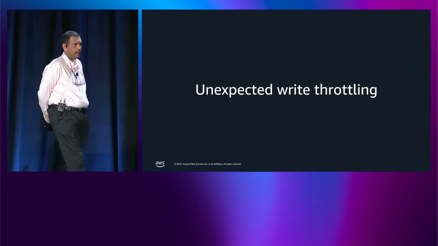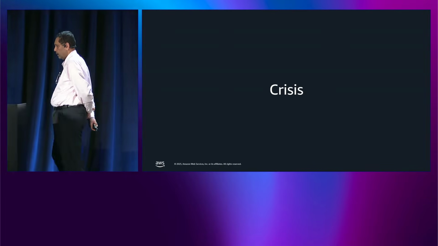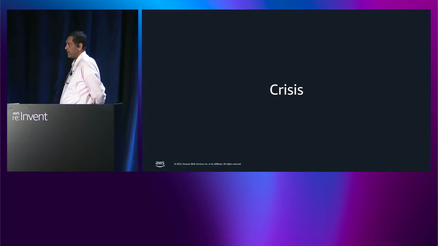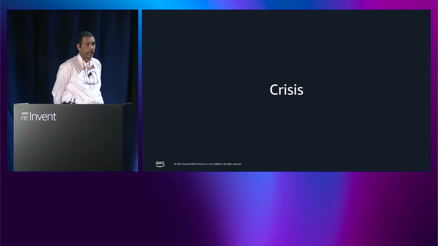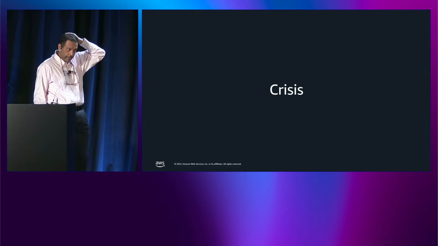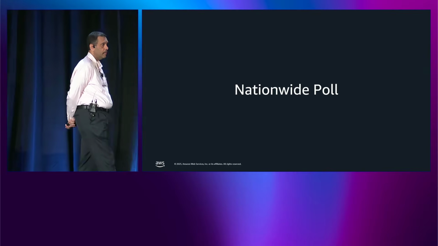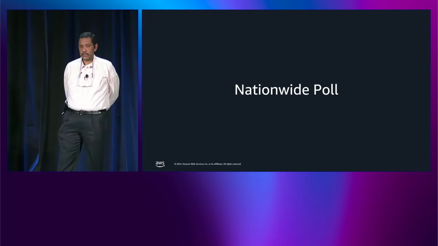So this customer complained about unexpected write throttling. This was a national crisis if this application didn't work. This application had not yet gone into production, but it would literally have been a national crisis. They were conducting a nationwide poll, and they needed this application to work.